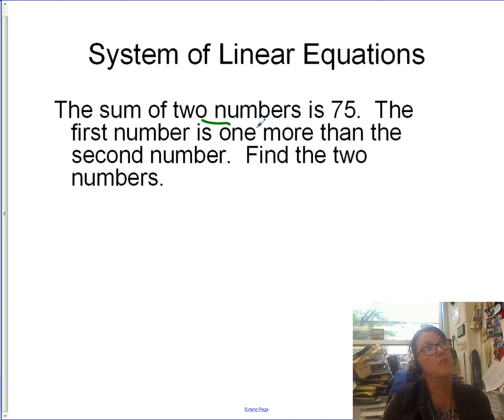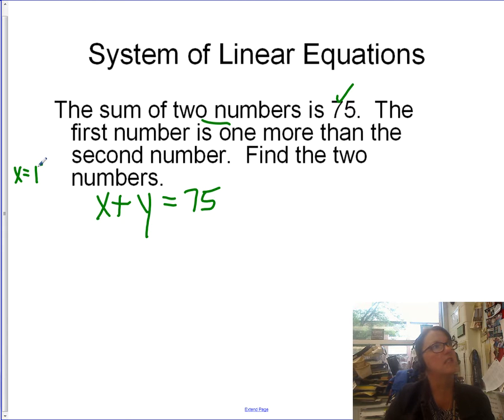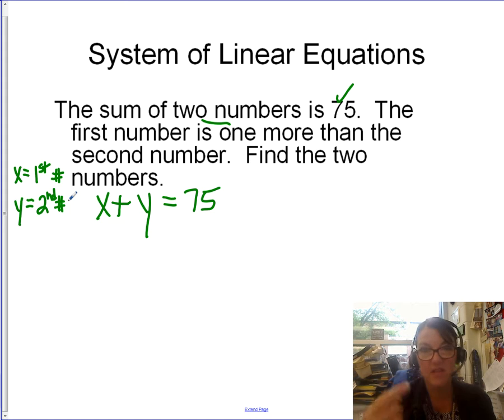So I have two numbers. What do you want to call them? You get to pick variables. If you like sticking with x and y, go ahead. Let's just do that since that's what we know. Sum means adding. So I have two numbers that add up to 75. That's the first sentence. So we should really define this. Let's let x be the first number, and that means y is the second number. And I'm using hashtag for number because back in the old days, that's what that stood for.